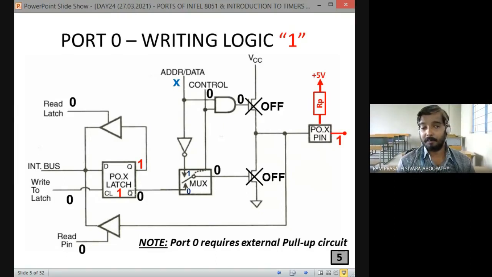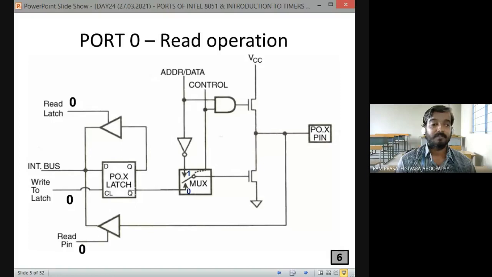Writing logic 0 is no problem, but when writing logic 1, what do we definitely need? An external pull-up circuit. That means when you are doing input-output operation through port 0 pins, you must connect a pull-up circuit externally. Then only port 0 is going to function for I/O operation. That's it. Now we will go with the read operation.